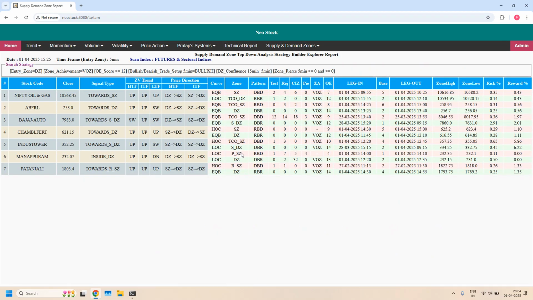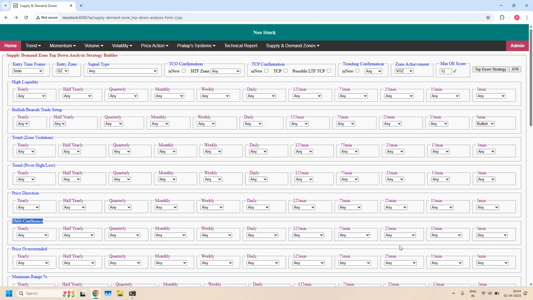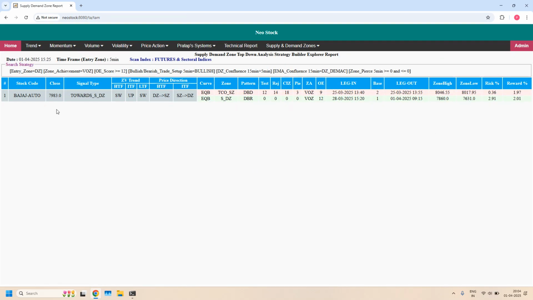The 5 minute zones overlapped with the 15 minute zone. And the 15 minutes trend is up in all these stocks. Let's verify if any of the 15 minutes demand zones are having daily EMA confluence. So with this filter, we got one stock. Probably this demand zone might be having more probability to get success.